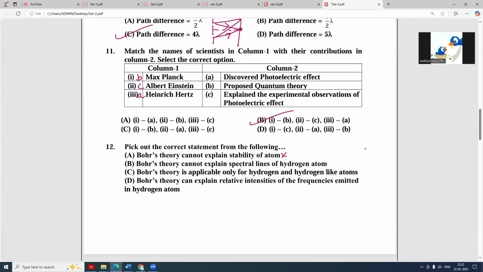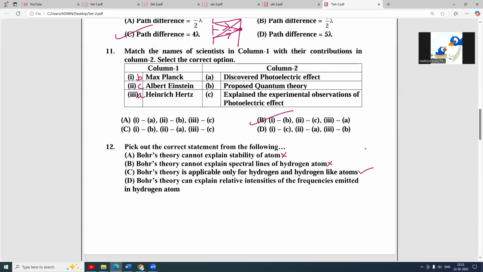That is wrong. Bohr's theory cannot explain spectral lines of hydrogen atom. No, it has explained the spectral lines of hydrogen atom. Bohr's theory is applicable only for hydrogen and hydrogen-like atoms. That is correct. You cannot explain it for complicated atoms where there are more electrons in the outer shells.